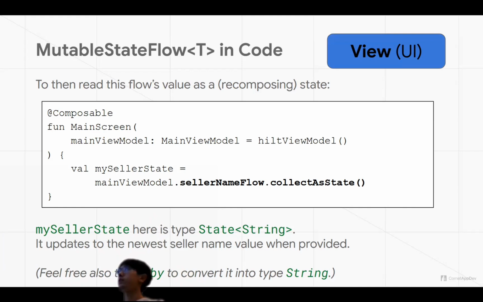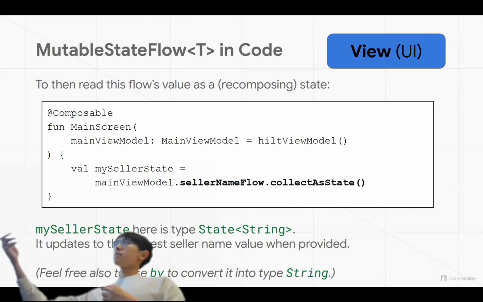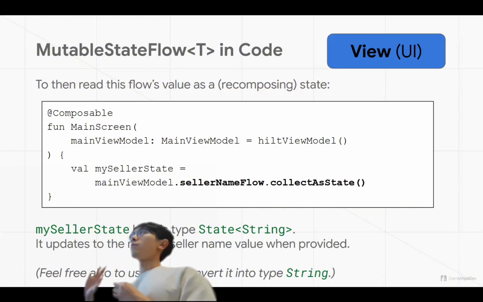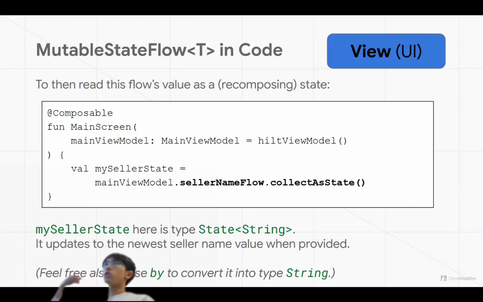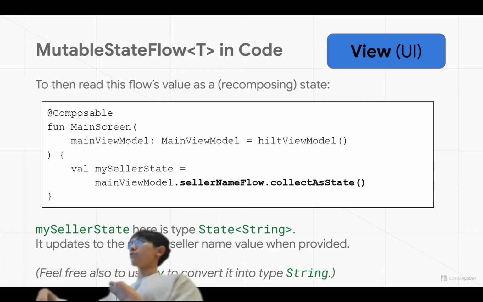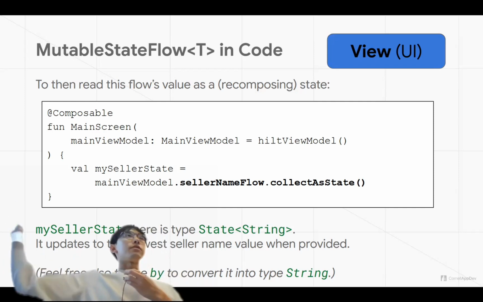And the idea is that now whenever a new value is sent down seller name flow from the view model to the view, it will update to the new seller name provided by the flow whenever it collects a new value. So my seller state in effect will cause the UI to constantly re-update to the newest name that is sent down the flow from the view model. And that would hold true for whatever flows you have in the view model.